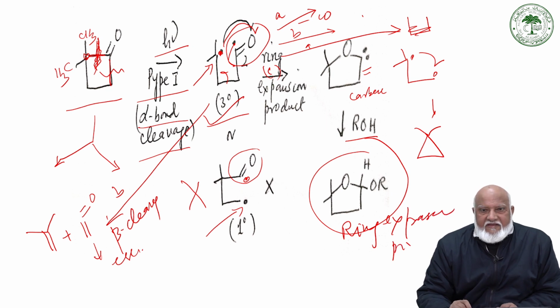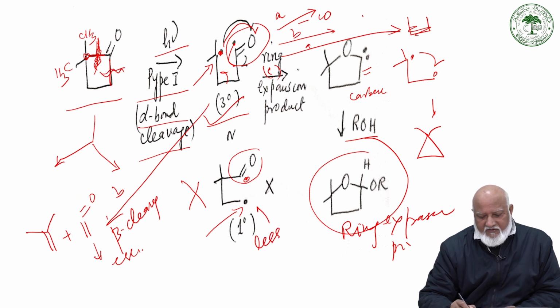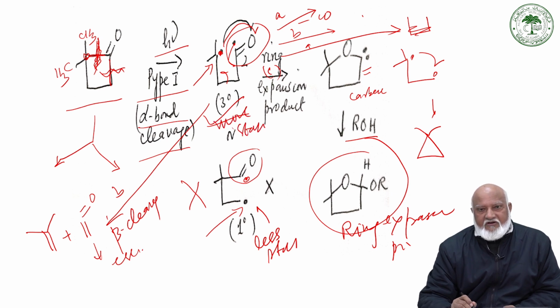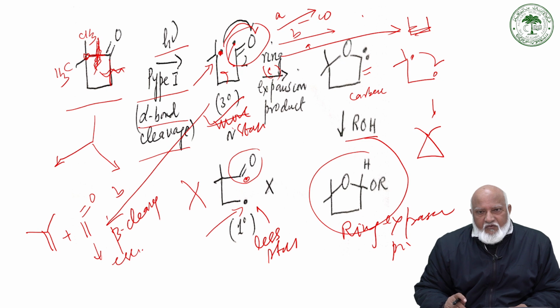So what we have seen is that in the case of alicyclic ketones or cycloalkanones, when the alpha carbon is substituted, this will undergo preferential alpha cleavage in the type 1 photoreaction to give a more stable carbon-centered radical. As we can see here, if we cleave this bond, you get a primary radical that is less stable, and this is more stable, and hence the more stable carbon-centered radical will form and lead to the product. Now we will look at a few more examples where the alpha carbon is substituted.